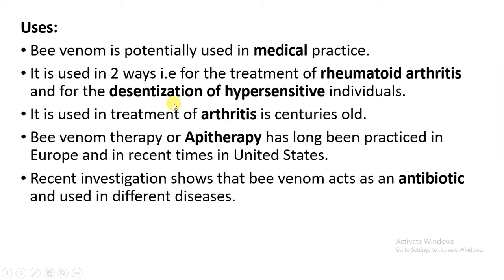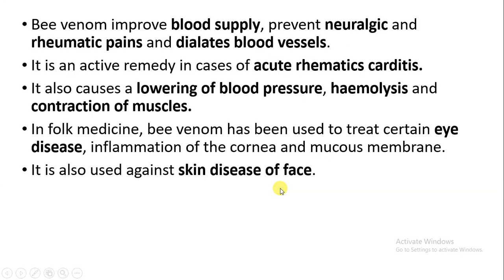It is also used for the desensitization of hypersensitive individuals. This treats arthritis. It is also used as apitherapy. Apitherapy means we are using some bee products for treatment, so that is called apitherapy. Especially it is used in Europe and the US. Recent investigation shows that bee venom also acts as an antibiotic, and it is used to treat a number of different diseases. Here it also improves the blood supply.